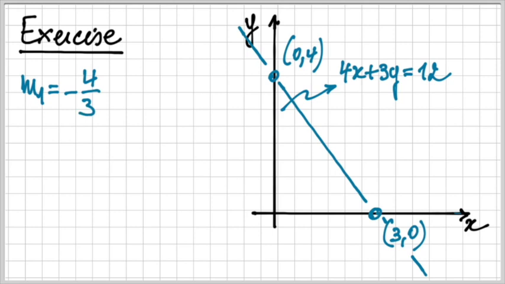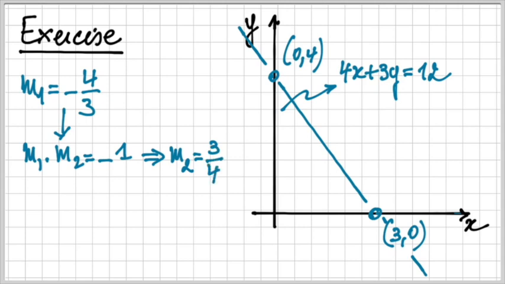What we do now is we know that m1 is negative 4/3, and we can find from this the slope of the perpendicular line, because we know that the product of the two slopes, m1 and m2, is minus 1, which leads to m2 is equal to 3/4. This gives us the general equation of the perpendicular line: y perpendicular is equal to 3/4 x plus k2, and we still have to find k2.